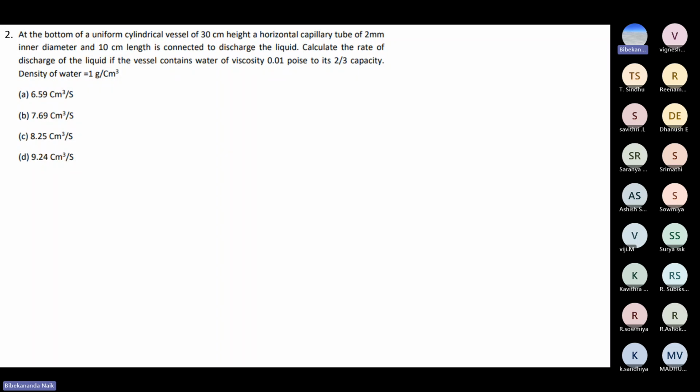Now we had discussed in the previous class that for performing the experiment there is a working formula. So the question is simply based on that working formula: you need to put in the values and calculate the unknown, which is the rate of discharge of the liquid. I will give you a few minutes. Please try to solve it and tell me the correct answer. After that, I will discuss.